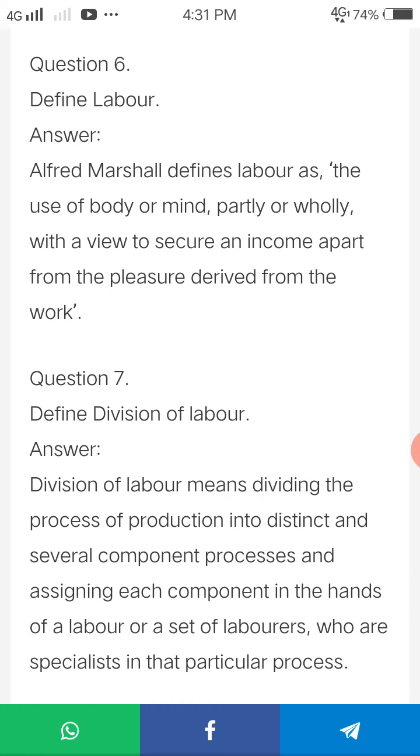Question number 6. Define labor. Alfred Marshall defines labor as the use of body or mind, partly or wholly, with a view to secure an income apart from the pleasure derived from the work.